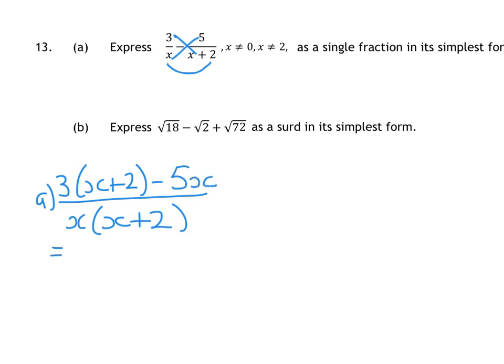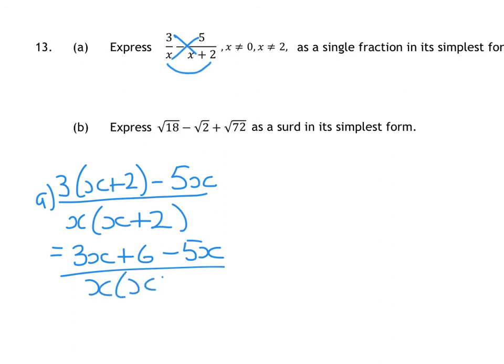And then we tidy up the top line. So that's 3x plus 6 minus 5x, all over x bracket x plus 2. There's no point multiplying that out. You can if you want, but you could make a mistake. And then tidy up the top line. 3 take away 5 is negative 2. So we've got negative 2x plus 6 all over x bracket x plus 2. That's the answer to that one.